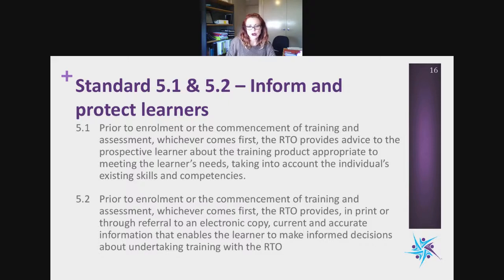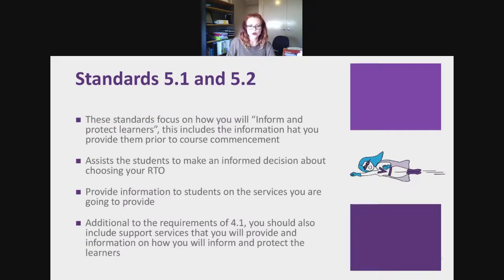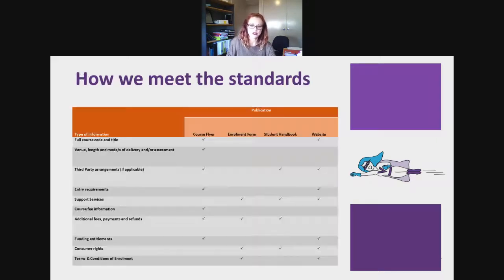As I explained, 5.1 and 5.2 is the information you provide your student prior to course commencement. The focus is that the student is making an informed decision prior to course commencement. That includes the information you're providing to your student in the student handbook, but also in your marketing material. As I said before, if you're non-compliant in your marketing, you're also going to trigger a non-compliance in 5.1 and 5.2 because they go hand in hand.